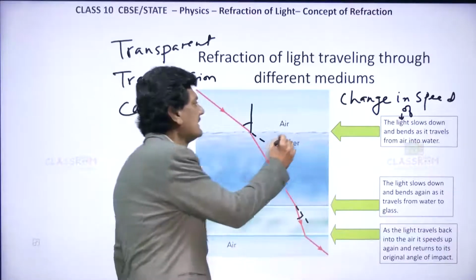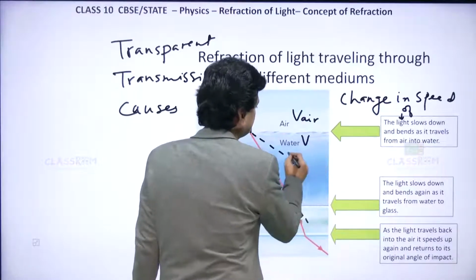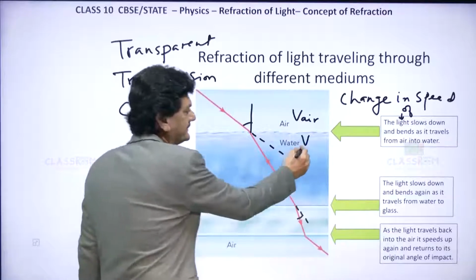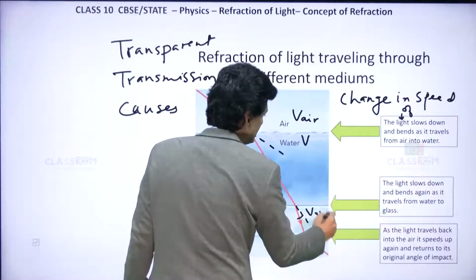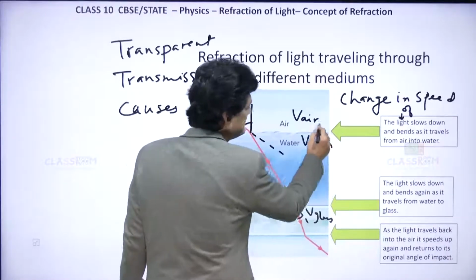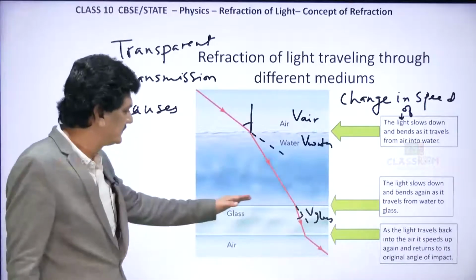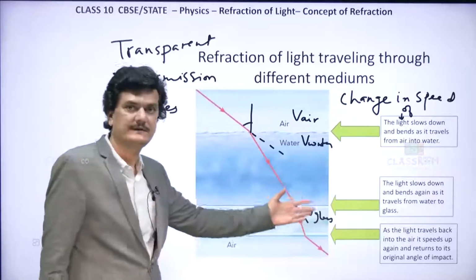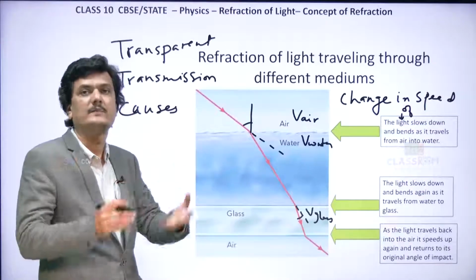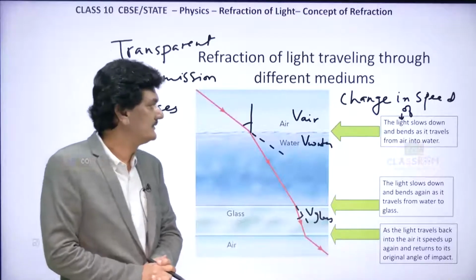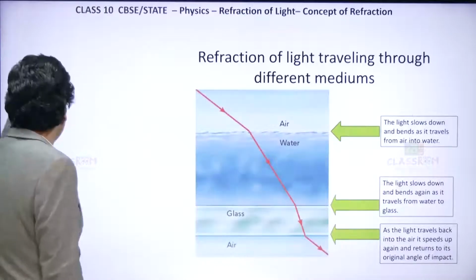There is a change in velocity. The velocity of light in air, in water, and in glass all differ, and because of that bending happens. We also notice a pattern here: as the velocity decreases, the ray bends in one particular way, and as the velocity increases, it bends in exactly the opposite way. So the cause of refraction is the change in the speed of light at the very moment it enters the interface.